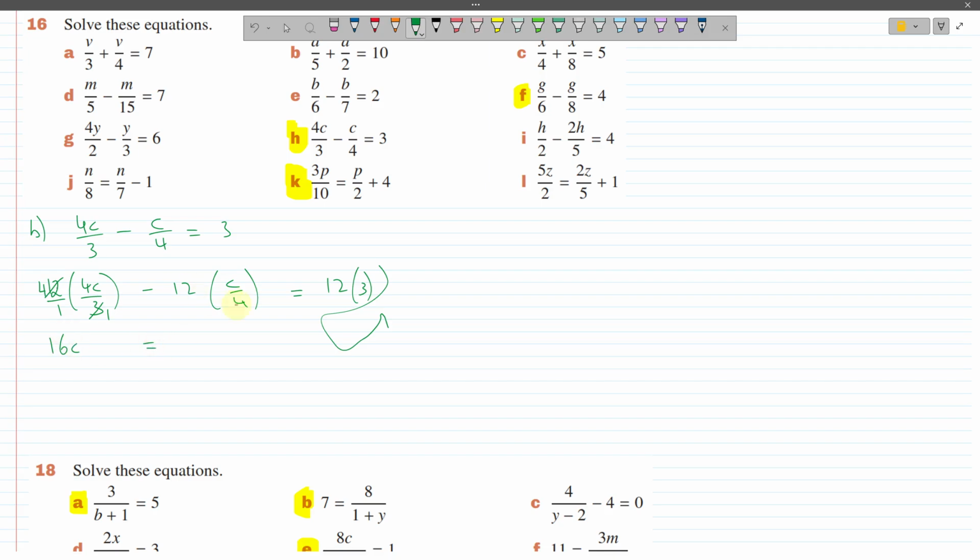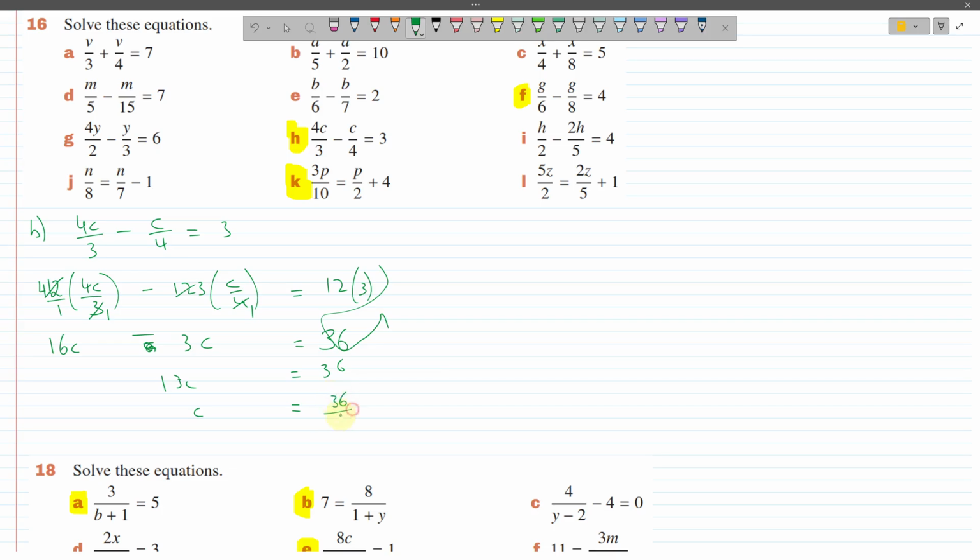Similarly over here, I can divide 12 and the 4 by 4. Divide this by 4, get 1. Divide this by 4, I get 3. 3 times c is 3c. And that's equal to 12 times 3, which is 36. Okay, 16c minus 3c gives me 13c is equal to 36. And I can do c is equal to 36 divided by 13.